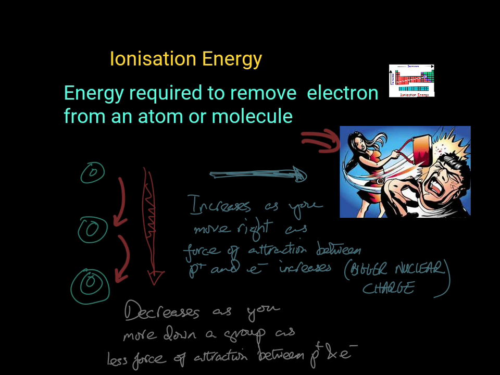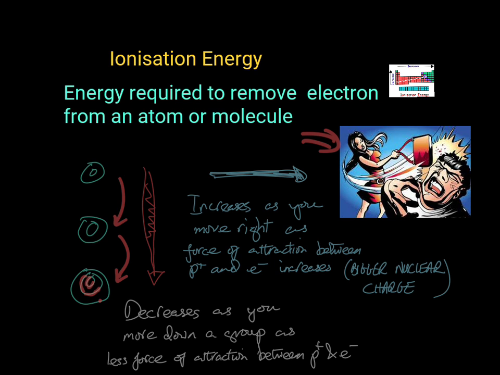And the reason is, as you move down the group, there is less force of attraction between the protons and the electrons. And the reason is because of all these extra shells. What they do is provide what's called shielding. So they shield the outer electrons from the nucleus, and so it's much easier to remove those outer electrons when there's more shielding and shells between it and the nucleus.